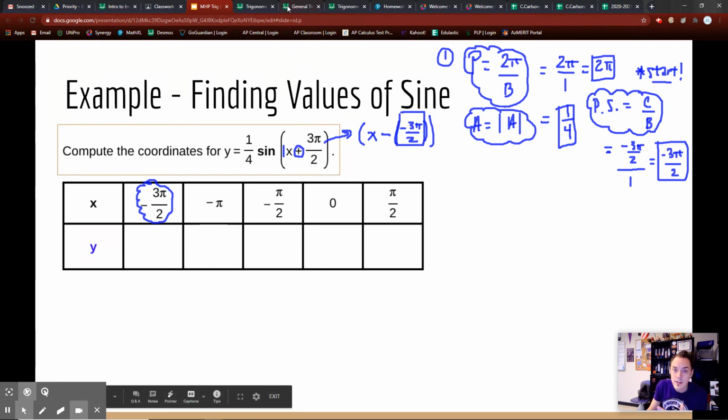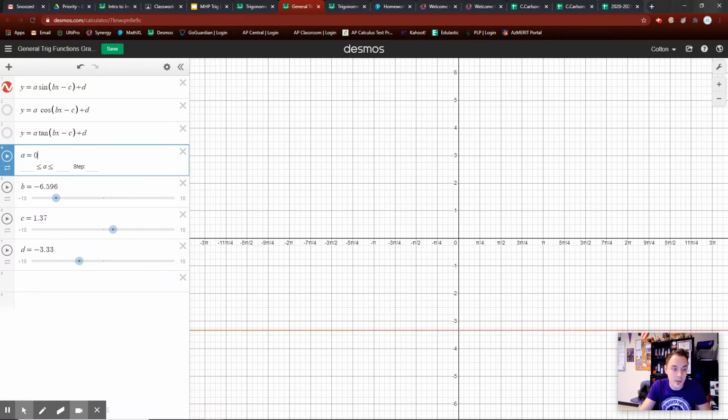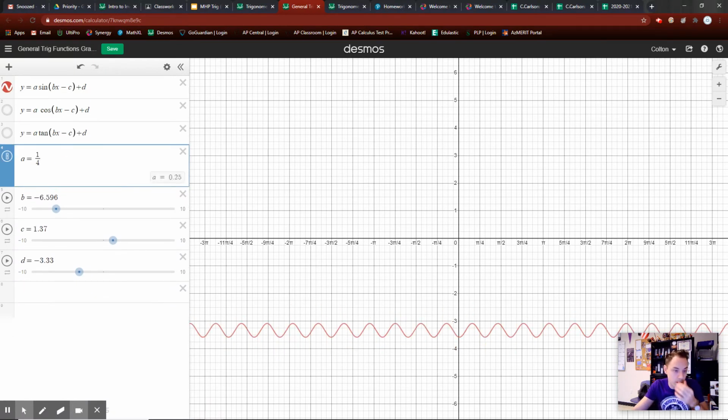Watch. I'm going to go to just your normal trig function. Let's actually label this stuff. I have sine, right? My a, we said, was 1/4. So I'm going to erase all this and type 1 divided by 4. My b, we said, was 1.